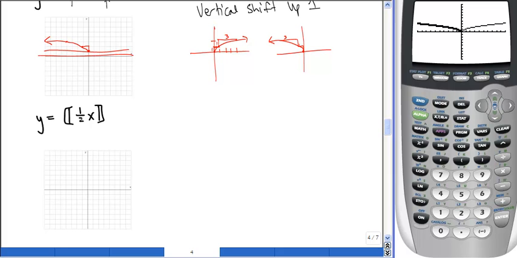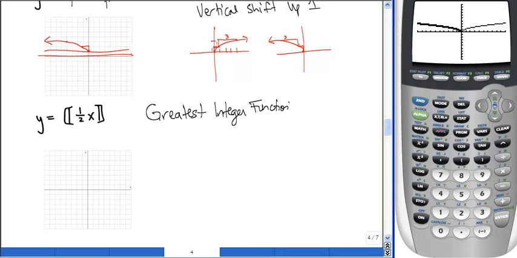Okay, this next example with these double bars, this is called the greatest integer function, and you would be expected to know what the graph of this looks like. And it is a step function. And what it stands for is it's asking for the greatest integer. If you put in an x, what's the greatest integer less than or equal to that x value?